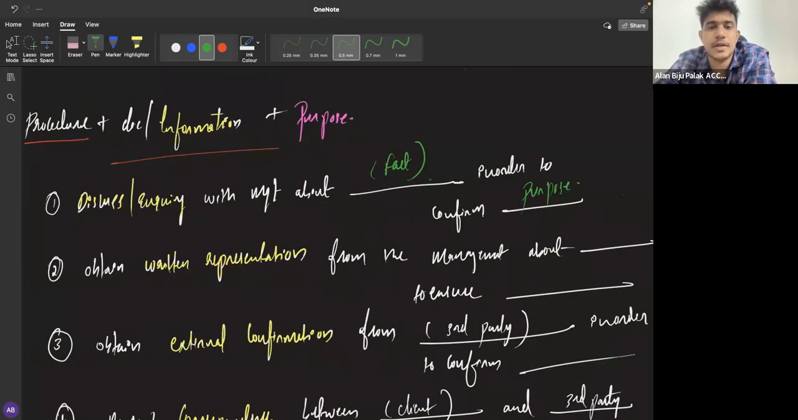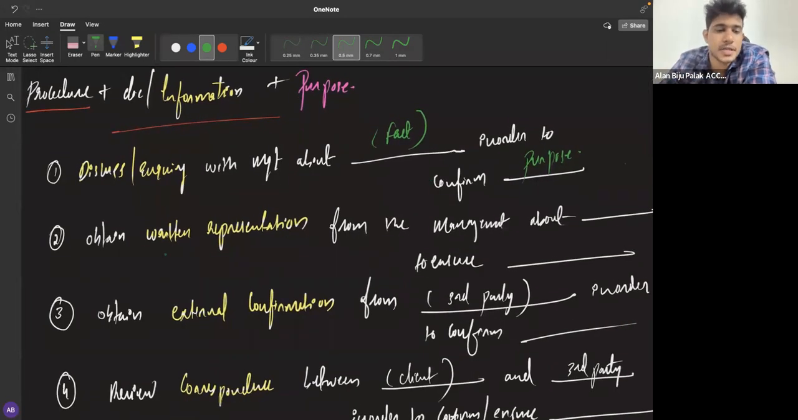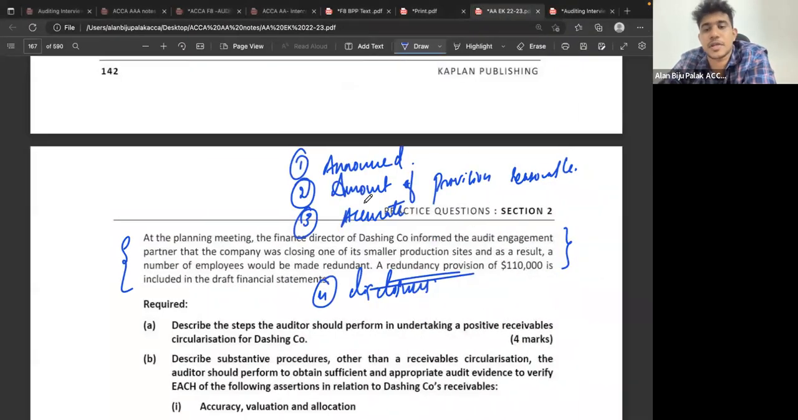Okay, so you can mention that, discuss with the management about whether they have announced the redundancy to the employees in order to confirm whether there is a present obligation. So that is what you need to confirm, right? To confirm whether there is a present obligation. Also, you can always consider obtaining written representation from the management. So again, you have to think very well about what you need to obtain written representation. If you have to obtain written representation, obtain it.